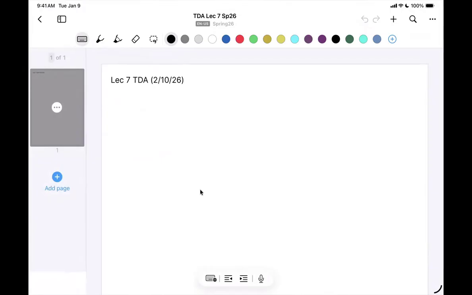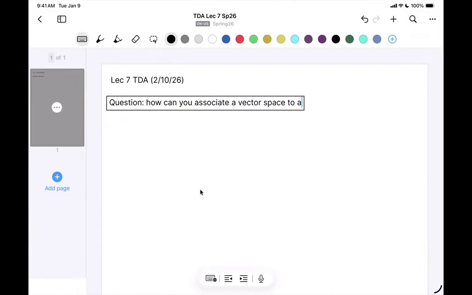So here the useful question is: if you have a set, how can you associate a vector space to a set S? Let's write it like this. How can you associate a vector space to a set S?